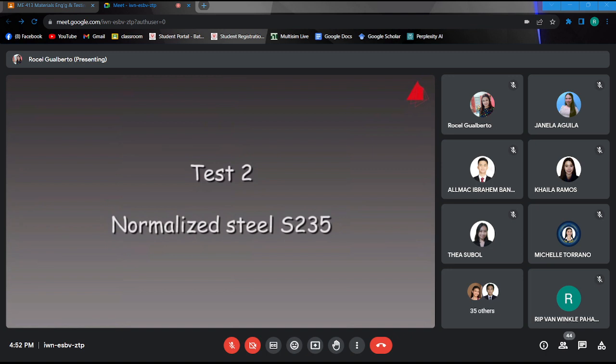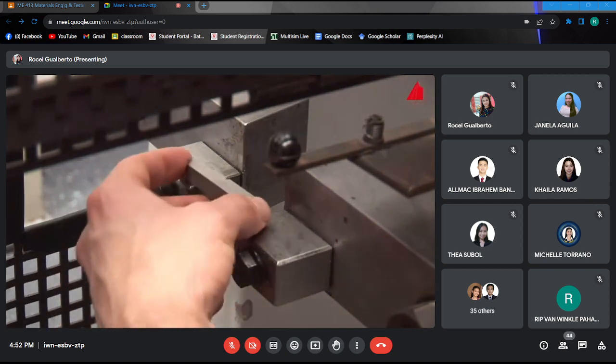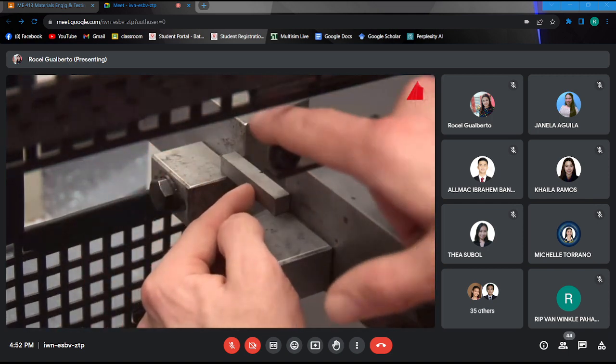Second test. The second specimen has been made from normalized steel S235. It is also placed on the support and centered.